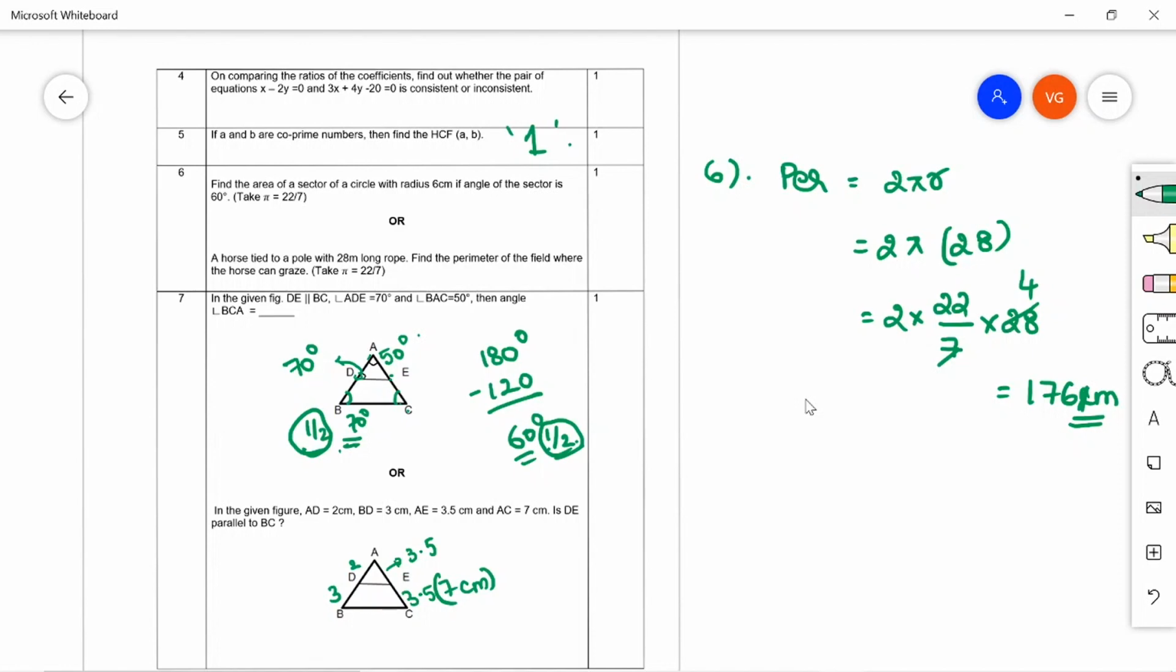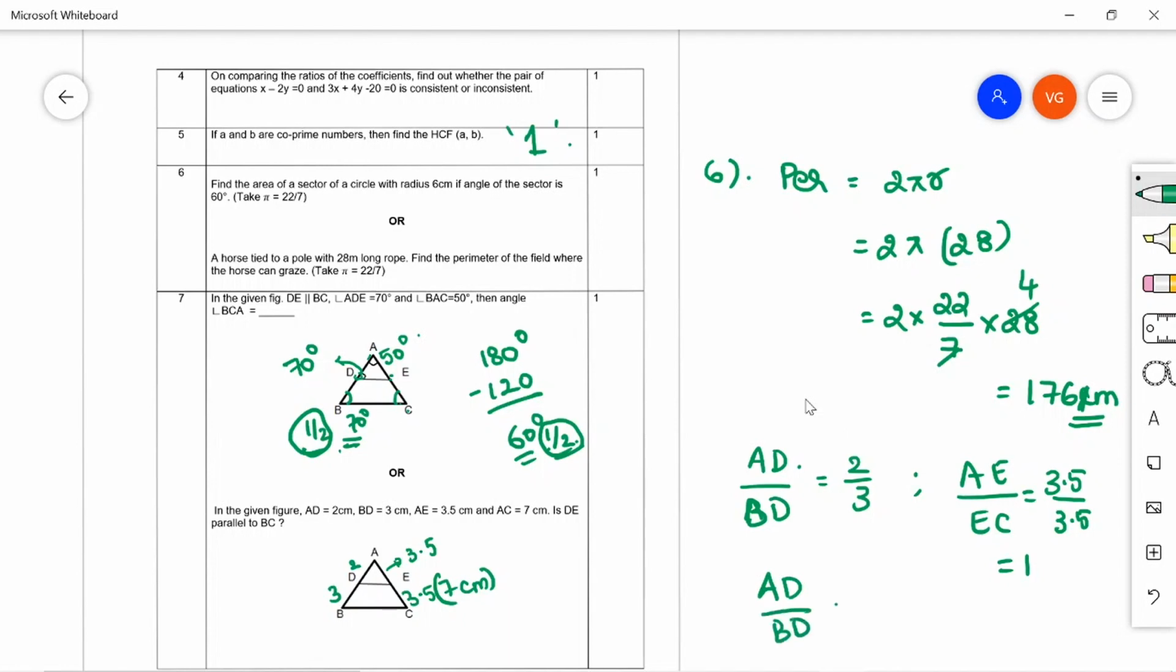As you can write, to compare these two triangles, triangle ADE and triangle ABC, AD by BD you can take. AD by BD is equal to 2 by 3. Similarly you can check AE by EC, that will be 3.5 divided by 3.5, which is nothing but 1. Right. So as AD by BD is not equal to AE by EC, DE is not parallel to BC, that you can write, right? So by converse of Thales theorem, DE is not parallel to BC here.